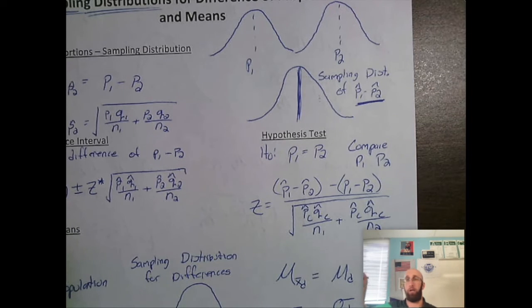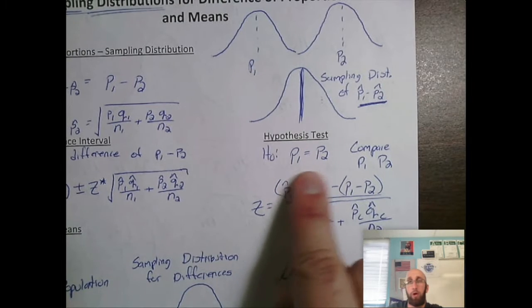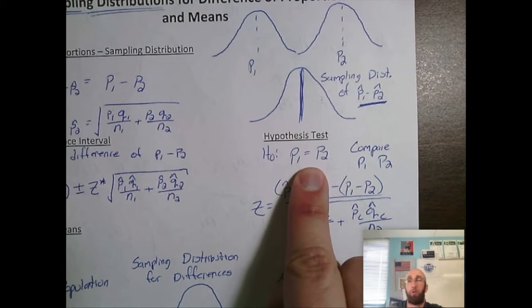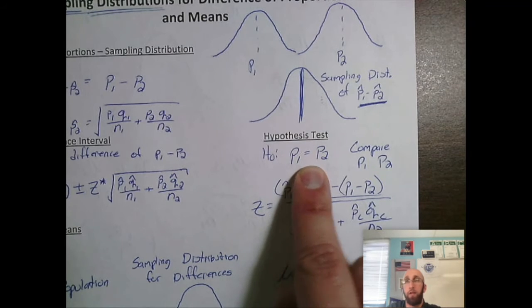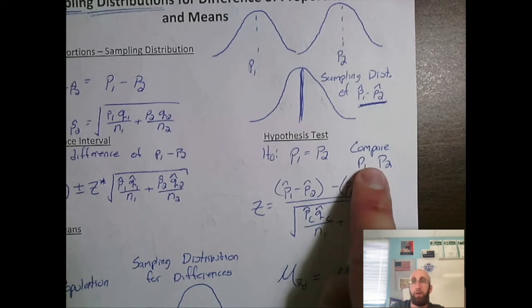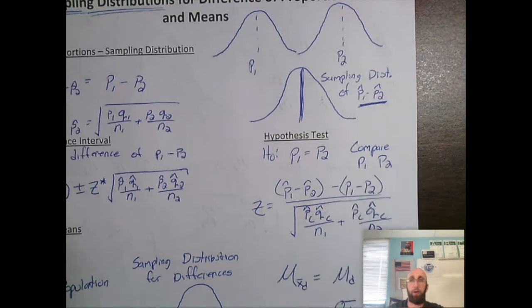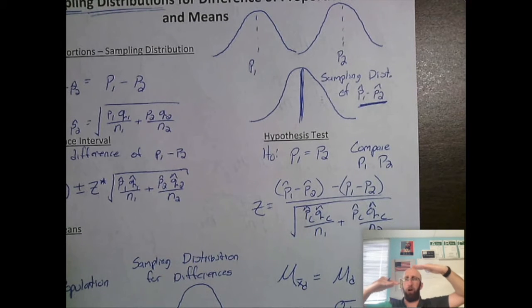So one population's proportion is equal to another population's proportion. That's what we're going to assume as the null hypothesis. We're going to hold that true until we can dispute it some other way. In our alternative, you're going to make some sort of comparison between P1 and P2. Maybe someone thinks P1 is bigger than P2, P2 is bigger than P1, or the argument is that they're just not equal.